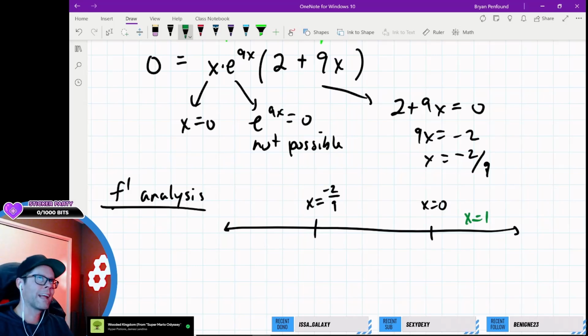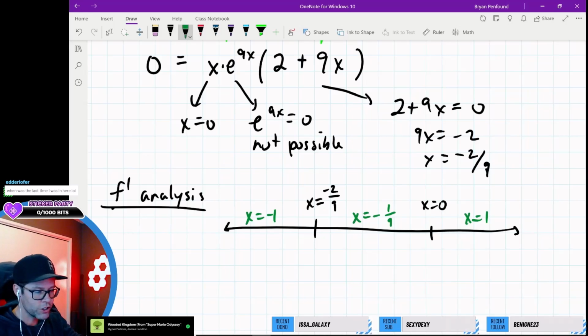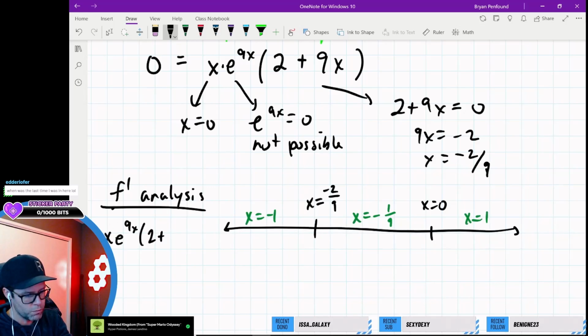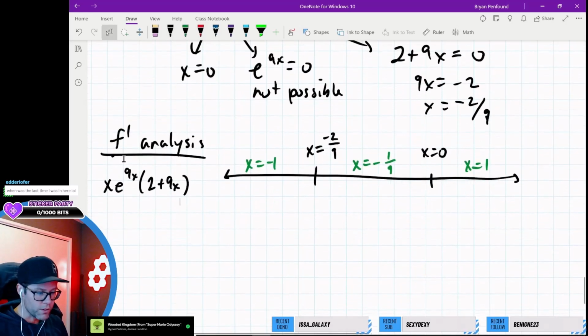What's negative 2/9? That's like negative 0.22 or something like that. I guess I could do negative 1/9. I know that's somewhere between 0 and negative 2/9. And then we could use maybe negative 1 way out over here. That should work. So our first derivative is x e to the 9x times 2 plus 9x. That's our first derivative in factored form.